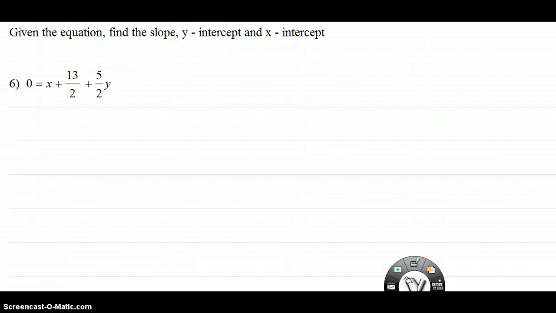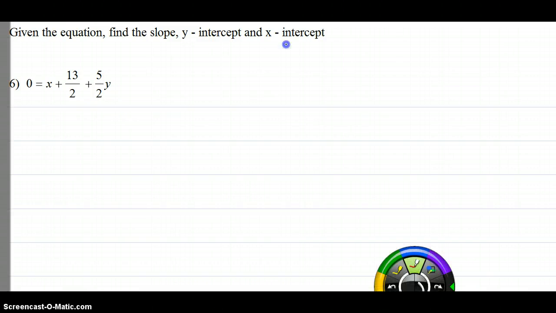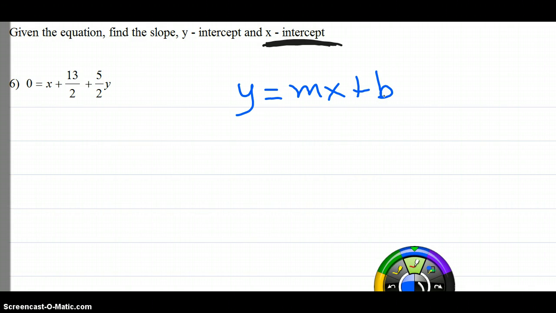And the last problem that I want to discuss today is a problem that you guys have been seeing a few times, and I think you're used to seeing slope, you're used to seeing y-intercept, but what some of you guys aren't used to is seeing the x-intercept. So let's remember what each one of these are. If I'm in y equals mx plus b, we know that m is the slope, and we know b is the y-intercept.